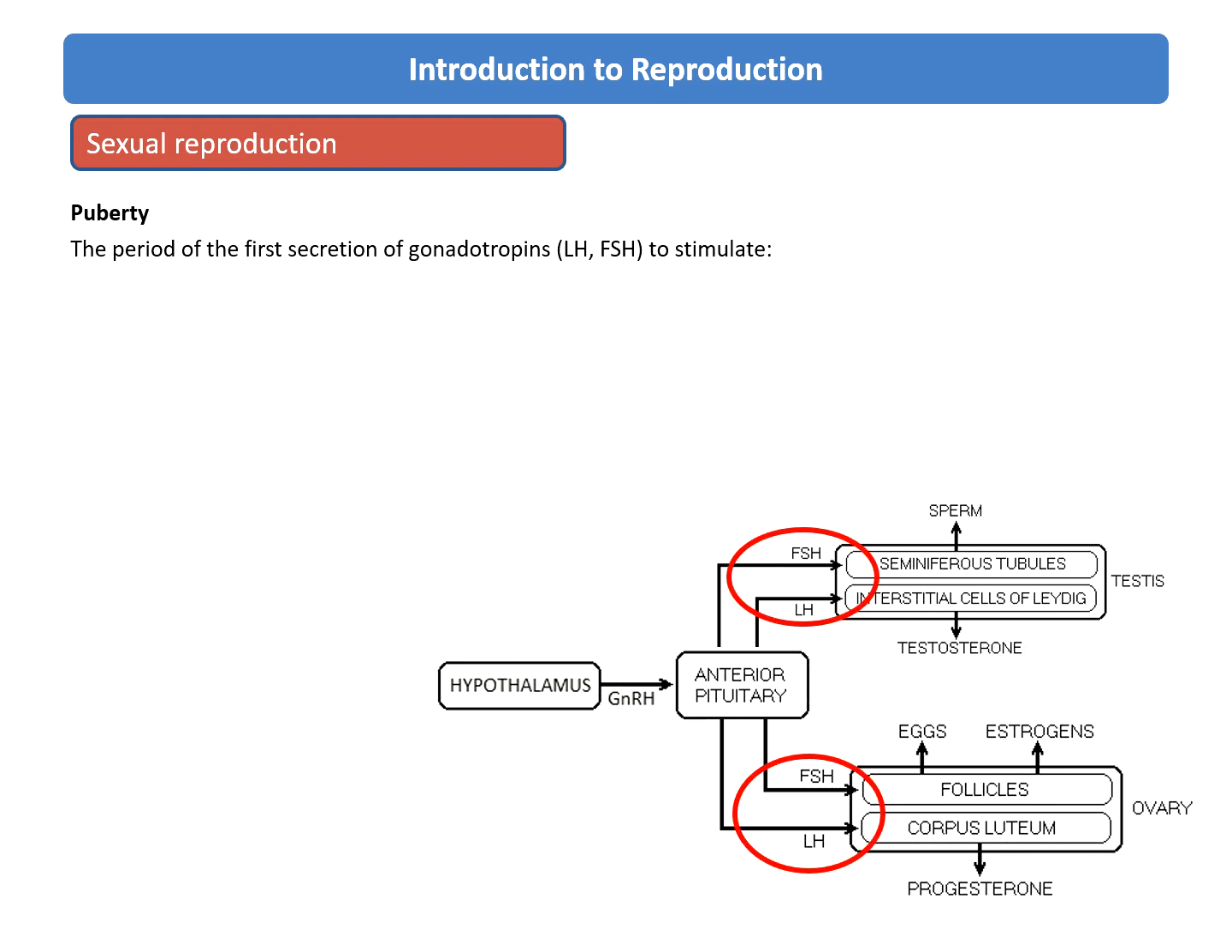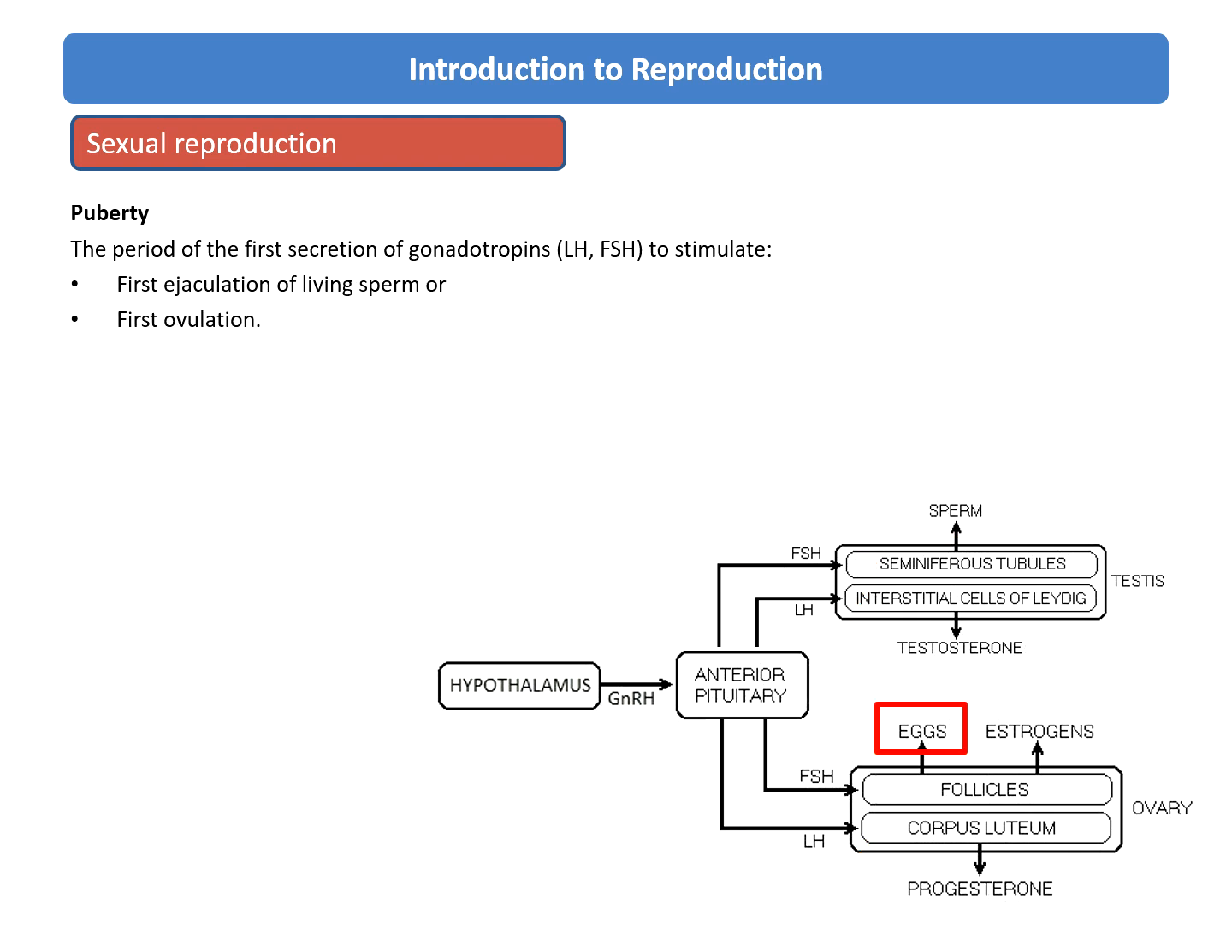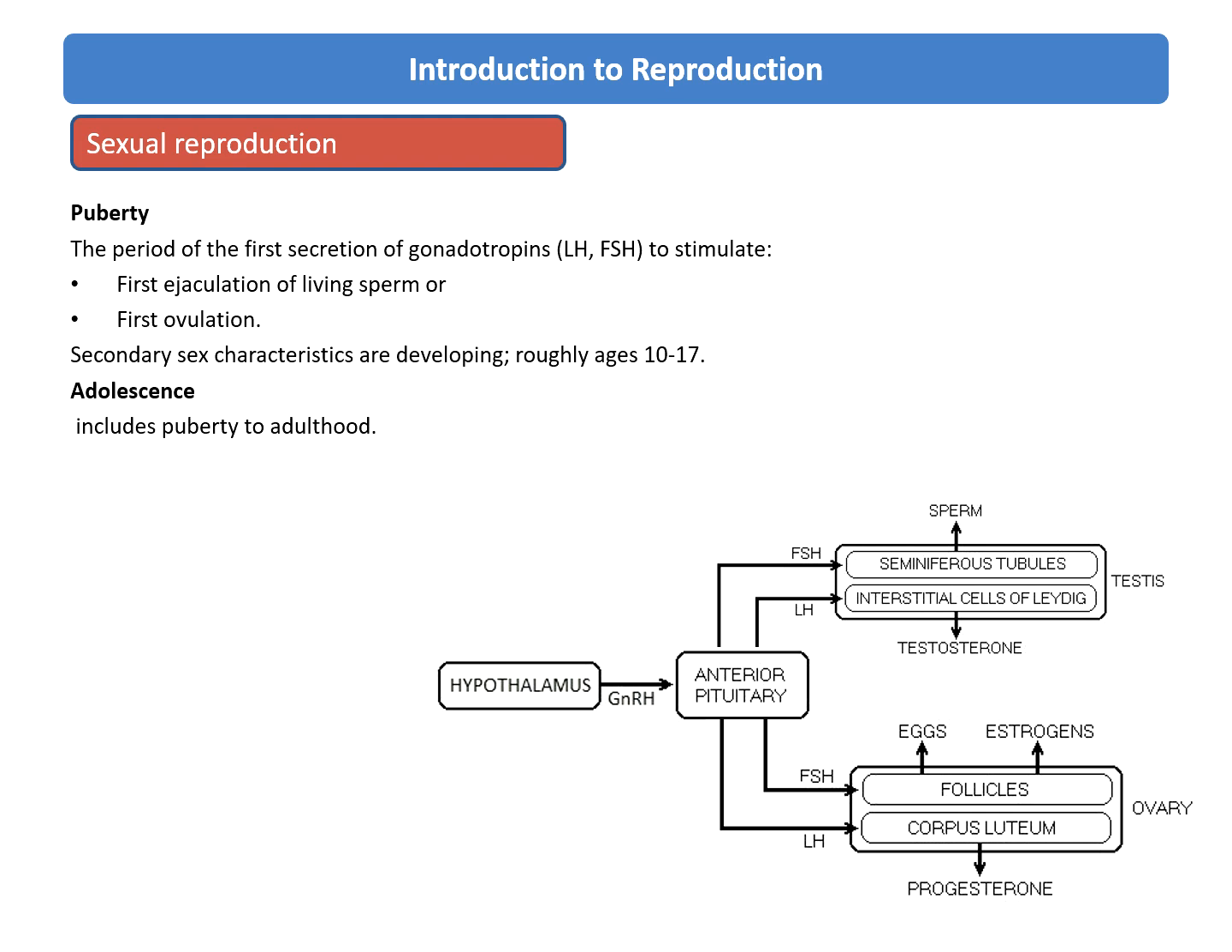Puberty is the period from the first secretion of gonadotropins, LH and FSH, to the first ejaculation of living sperm, and the first ovulation in the female. Secondary sex characteristics are developing roughly between ages 10 to 17. Adolescence includes puberty to adulthood, the age at which a person is capable of reproducing. This is adolescence.